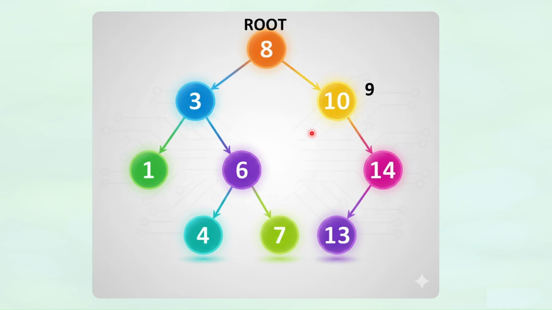But there is no element to the left. So I will add 9 to the left of 10. This is the right place for 9. So like that, you can add a node into the binary search tree.